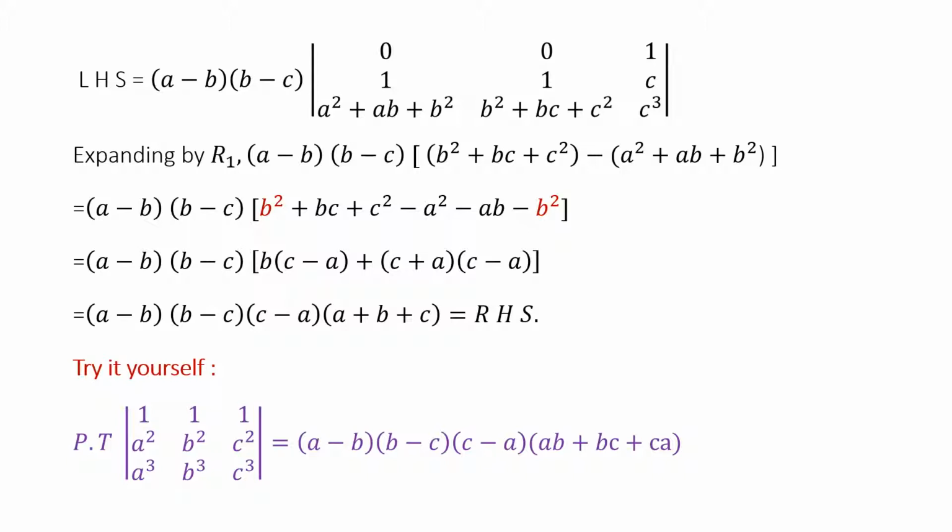Then start expanding the determinant which you know already. So, you are getting within the bracket B square plus BC plus C square minus A square plus AB plus B square. If you expand, the two B square will get cut. You can factorize C square minus A square as C plus A into C minus A. Take C minus A common from the two terms. So, you are getting the result, that is your RHS, which is A minus B into B minus C into C minus A into A plus B plus C.